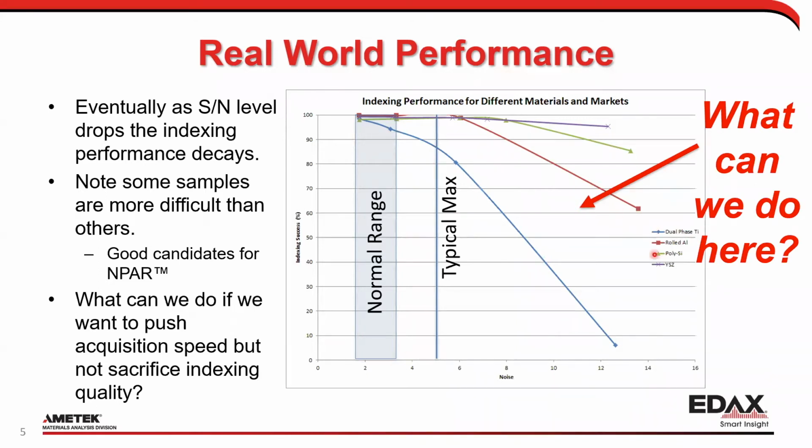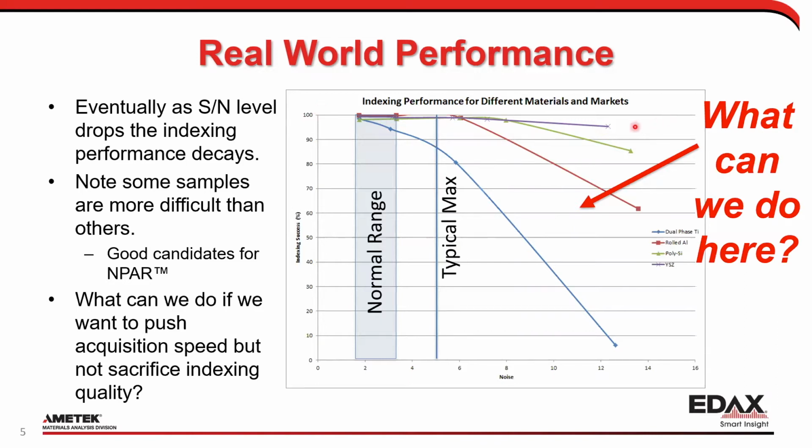If I go to something a little bit easier, like polycrystalline silicon, it takes quite a bit of noise to really start dropping the signal. But how do I really bend this curve? I mean, it's 2021 after all. How do I flatten this curve? I want these all to be nice and flat. How do I do that?